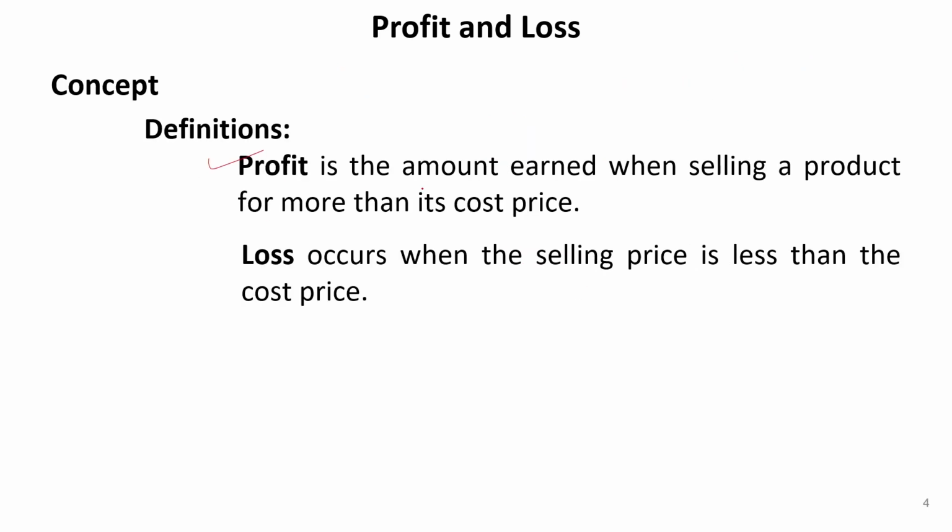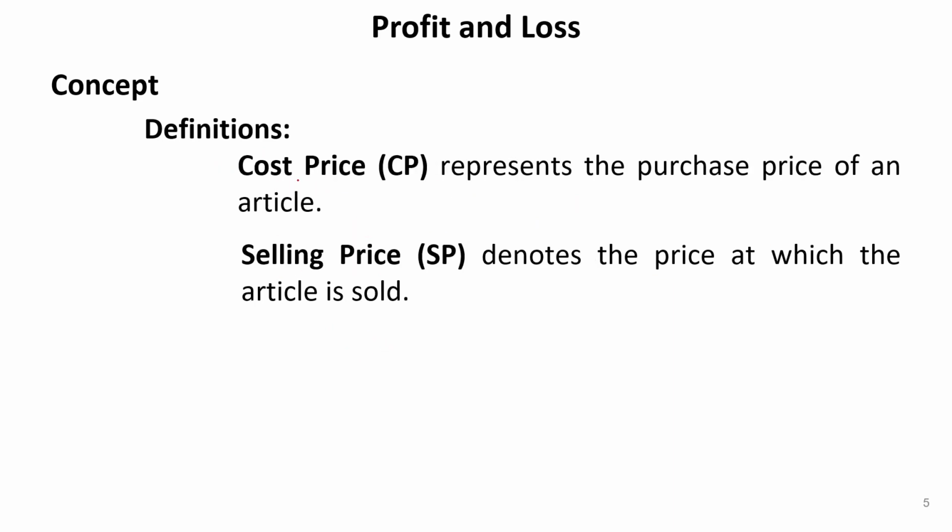The definition of profit is the amount earned when selling a product for more than its cost price, which we have already discussed. And loss occurs when the selling price is less than the cost price. Here the selling price is greater than, and in this case it is less than, the cost price. Cost price represents the purchase price of an article or item, and selling price denotes the price at which the article is sold.